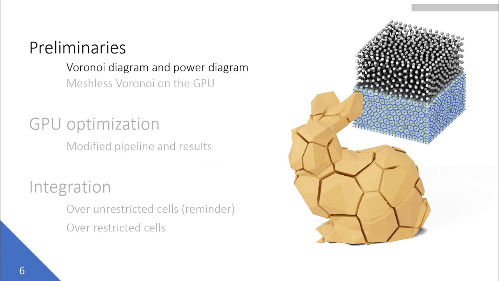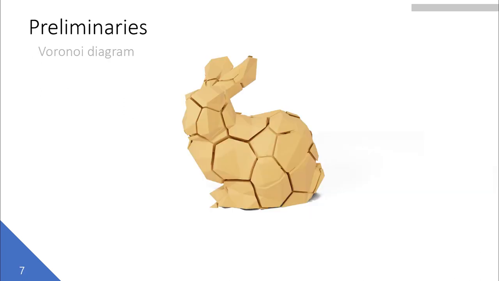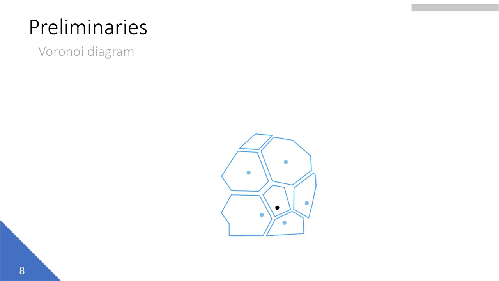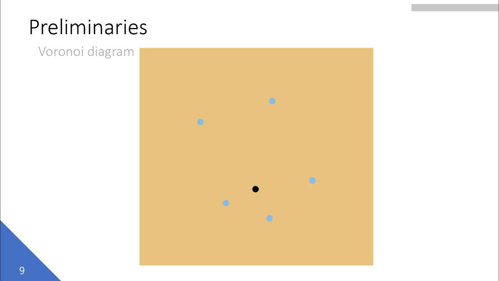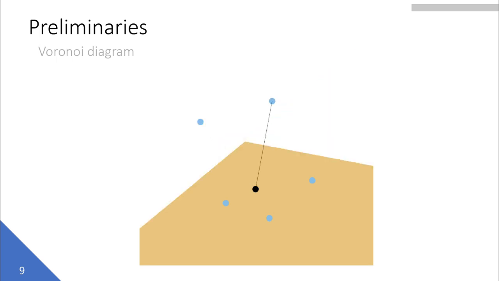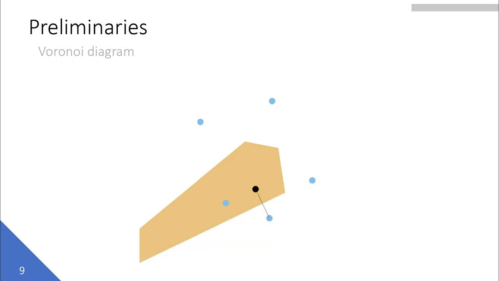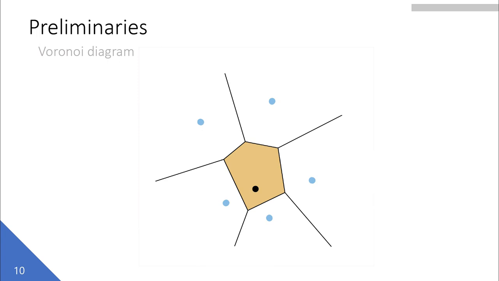So let's quickly recall what a Voronoi and a power diagram is. Take a look at a Voronoi diagram in two dimensions. A Voronoi cell can be defined as a set of points that are closer to one seed than to any other seed. We can also define a cell as an intersection of several half spaces. Given a seed and each of its neighbors, we remove all points that are closer to the neighbor. In other words, for each seed, we clip the Voronoi cell by the bisector of the pair of seeds.